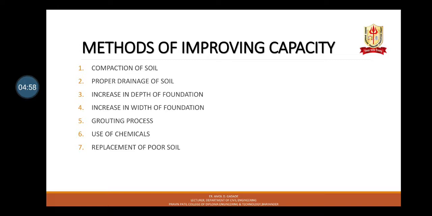Third one is increase in depth of foundation. The nature of soil is more and more compact as the depth advances due to greater overburden pressure. This results in increase in bearing capacity along the depth. This is especially true in the case of cohesionless soils when the water table is deep. By increasing depth of foundation, higher bearing capacity values can be adopted for design purposes. However, it results in more cost.